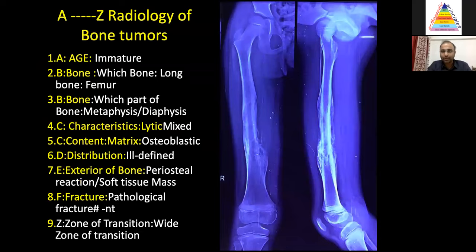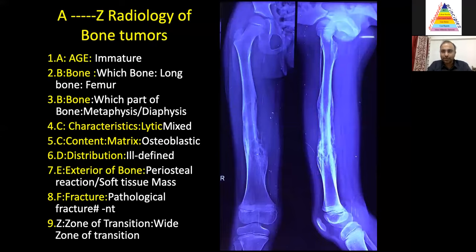So again, going to the same X-ray, it's a skeletally immature person, so we can appreciate the physis is open here. Which bone is involved? It's a long bone. Femur is involved. Which part of femur? Metaphysis and diaphysis are involved. It's ill-defined, periosteal reaction is present, pathological fracture is absent, and there is a wide zone of transition.